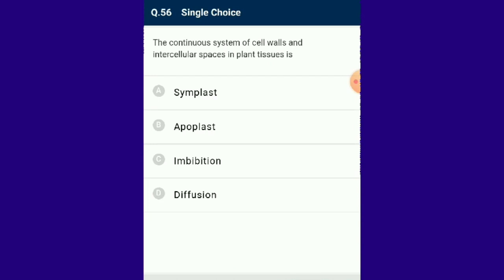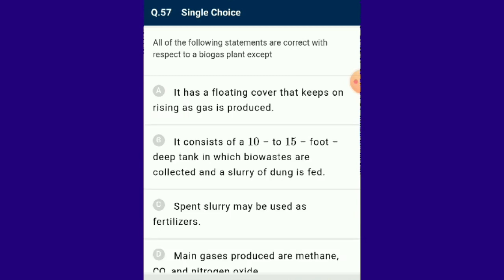Question number 56. The continuous system of cell walls and intercellular spaces in plant tissue is: water absorption in plants occurs through the root system. The responsibility of water and mineral absorption is more specifically the function of root hairs that are present in millions at the root tips. Water is absorbed along with the mineral solutes. Apoplast pathway is the movement of water occurring through the cell wall without crossing any membrane. In the symplast pathway, movement of water occurs from cell to cell through plasmodesmata. So the answer is option B, apoplast. Question number 57.